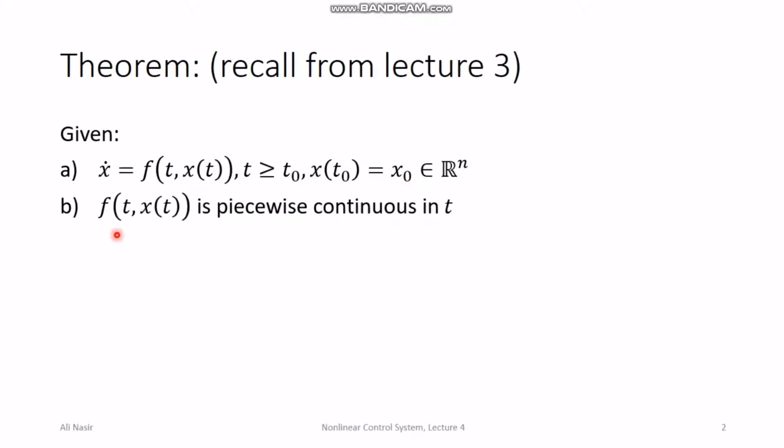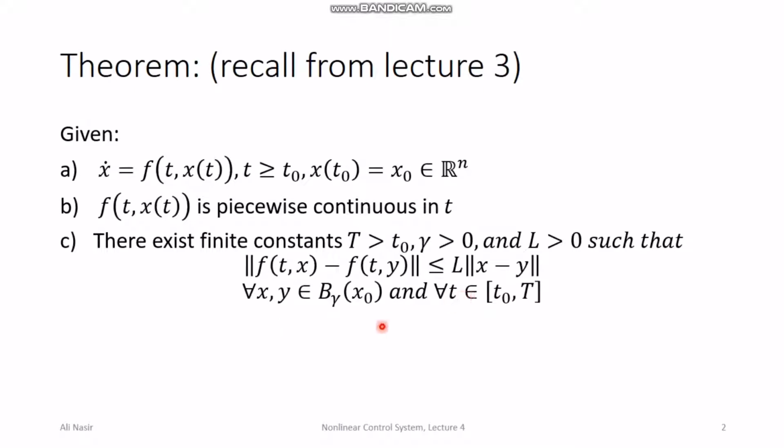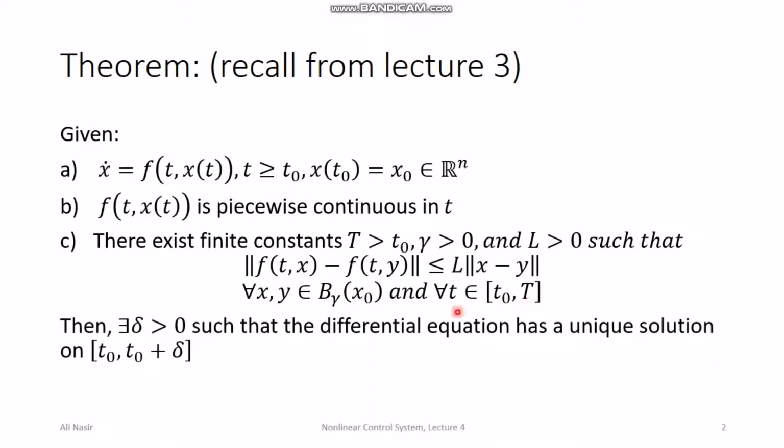Then if f of t comma x is piecewise continuous in time and there exist finite constants capital T greater than t naught, gamma greater than 0, and Lipschitz constant L less than infinity, such that f is Lipschitz continuous with Lipschitz constant L within the neighborhood gamma of x naught and for the time interval t naught to capital T, then we can claim that there exists some other interval t naught to t naught plus delta t in which the solution exists and is unique. So this is the theorem that we discussed last time.